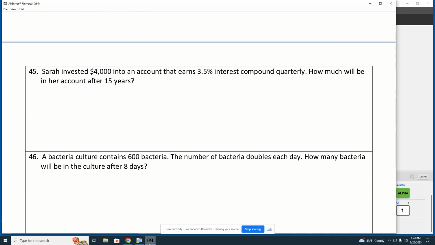Number 45. Sarah invested $4,000 into an account that earns 3.5% compounded quarterly. How much will be in the account after 15 years?